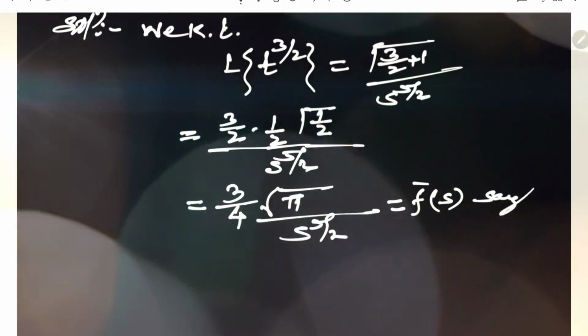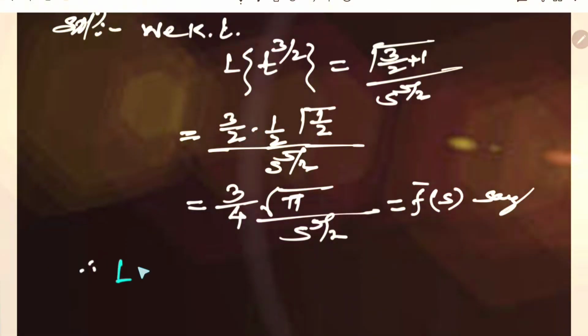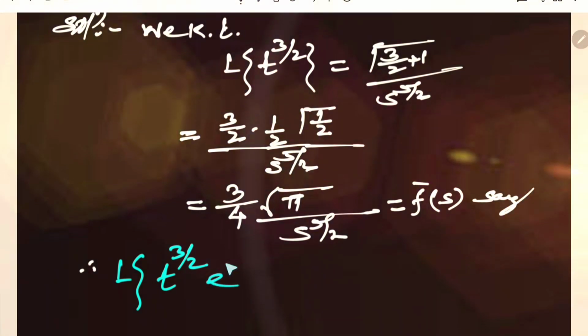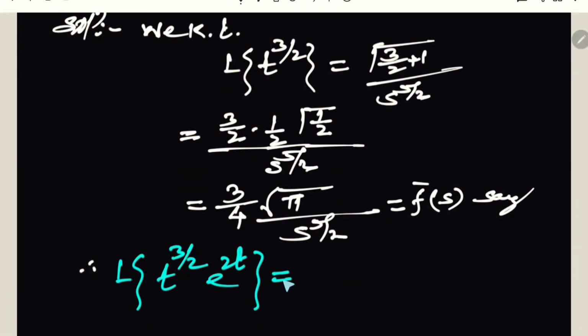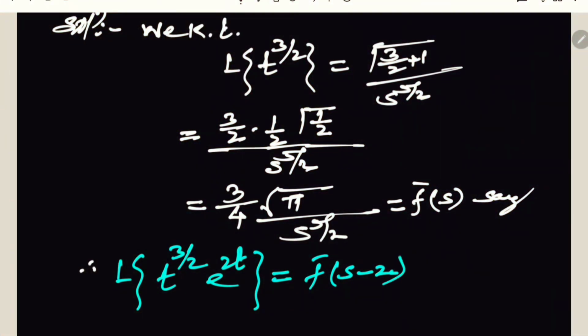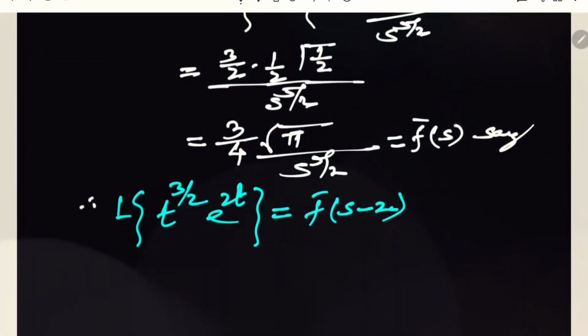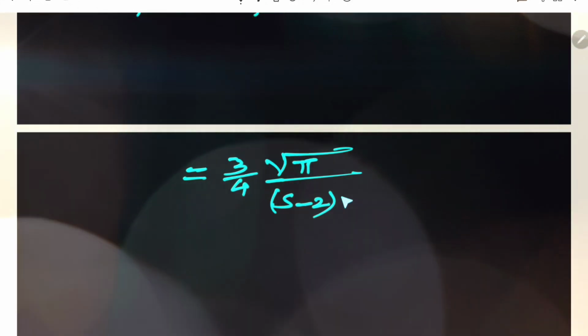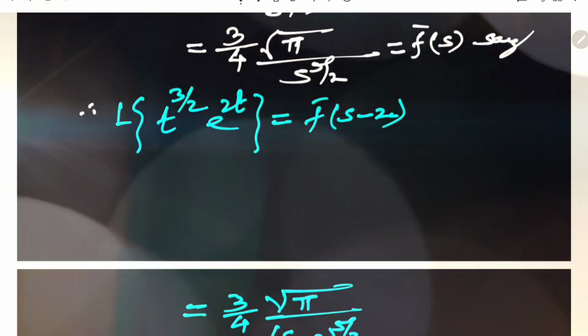First step. Then second step, we apply the first shifting theorem. Therefore, the Laplace of t raised to 3 by 2 into e raised to 2t is nothing but f bar of s minus 2. Replacing s by s minus 2, we get 3 by 4 square root of pi over s minus 2 raised to 5 by 2 as a new f bar of s, say.